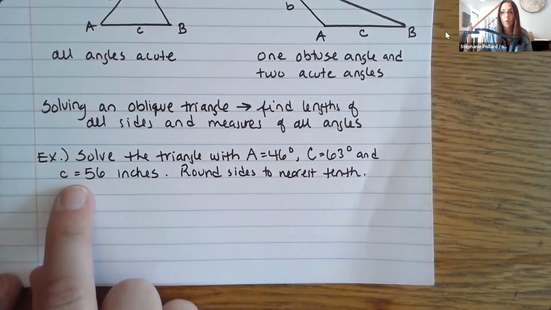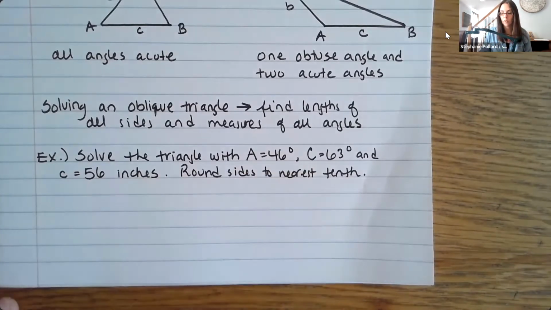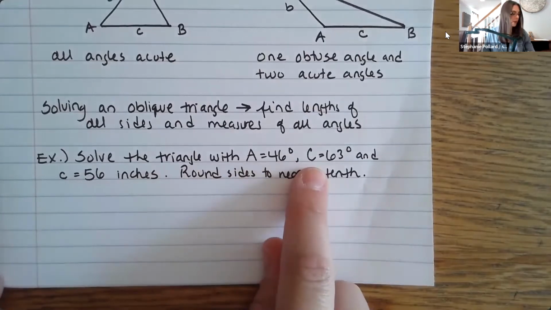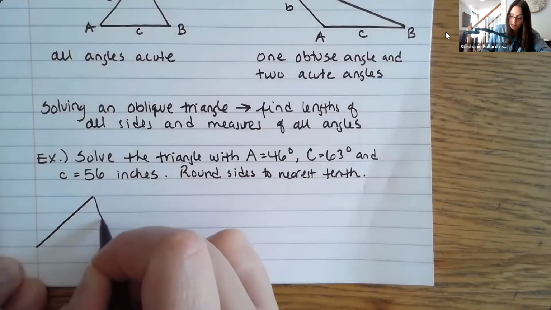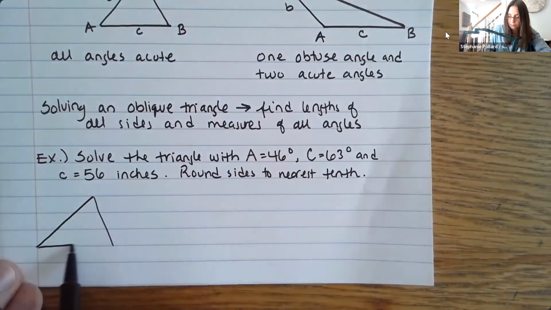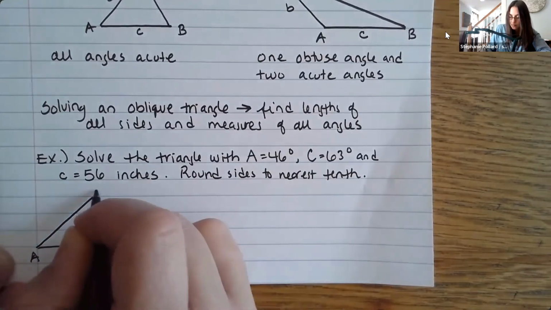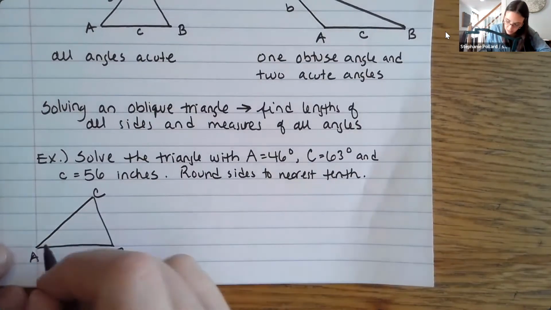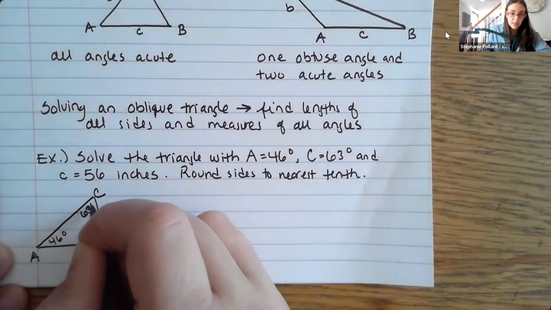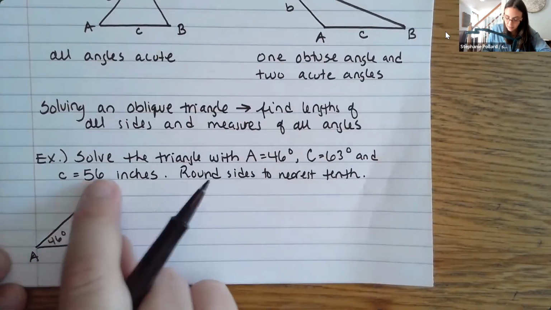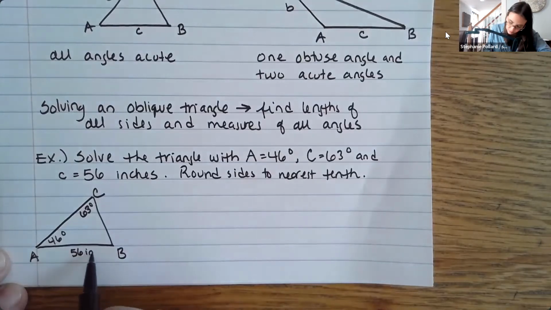Now, the labeling is important. So remember, if you have a capital C and a lowercase c, those would be across from each other. So this length is across from that angle. And I'll just draw a quick picture here. All right, so angle A is 46 degrees. Angle C is 63 degrees. And then I know the length of c, the side across from it, which is 56 inches.